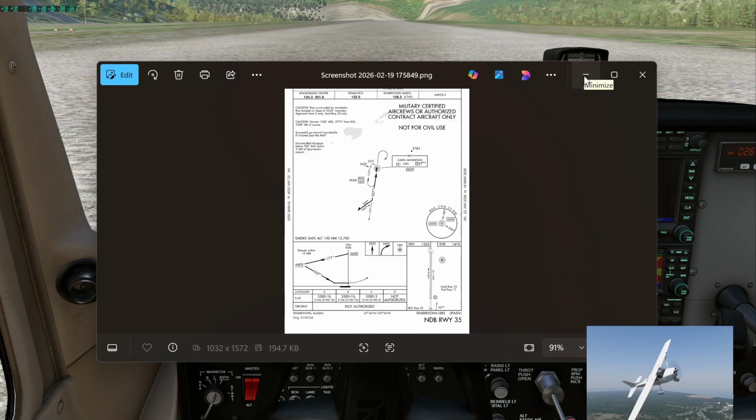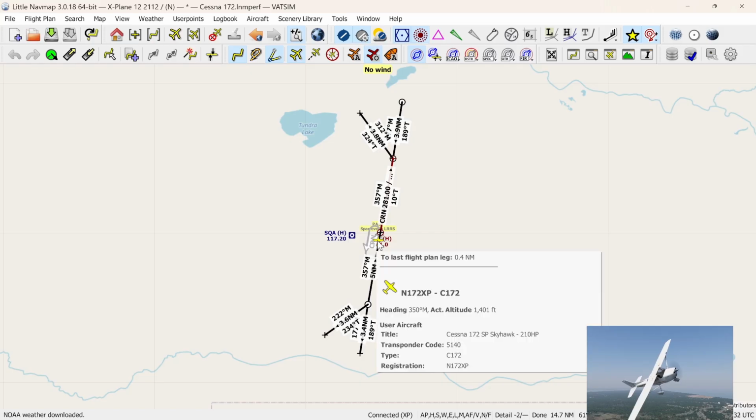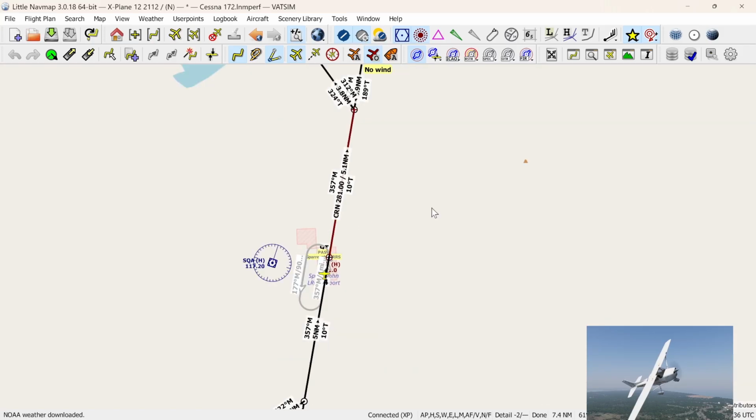Let me show you a little nav map now. Here is the holding pattern that's depicted on the chart for the NDB. This is not the RNAV GPS 34. This is the NDB 34. We're going to take off. This is what I made in Little Nav Map.